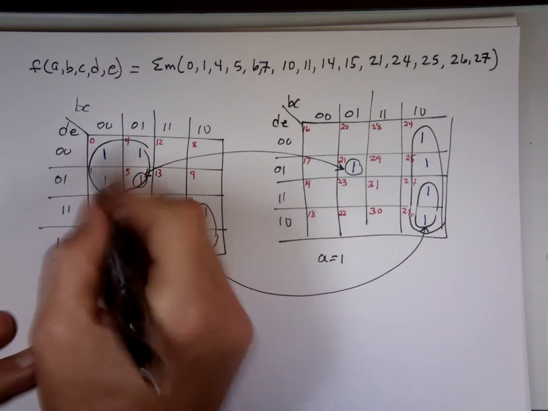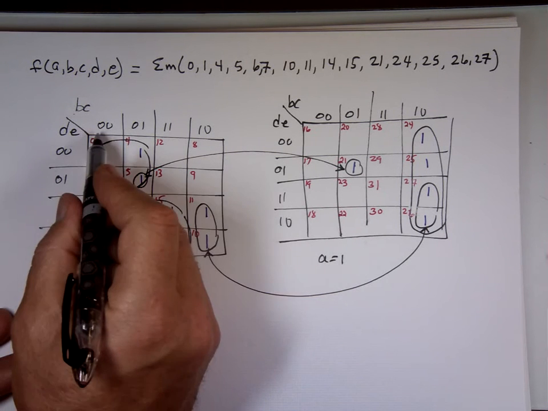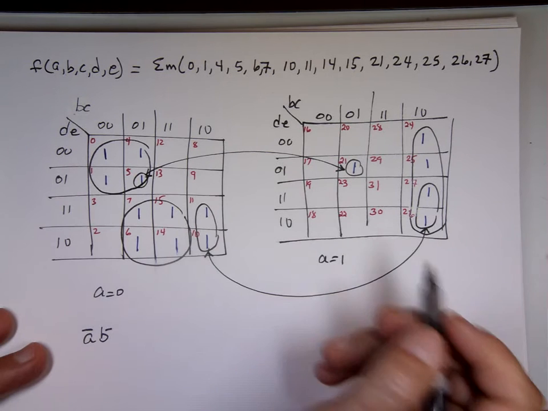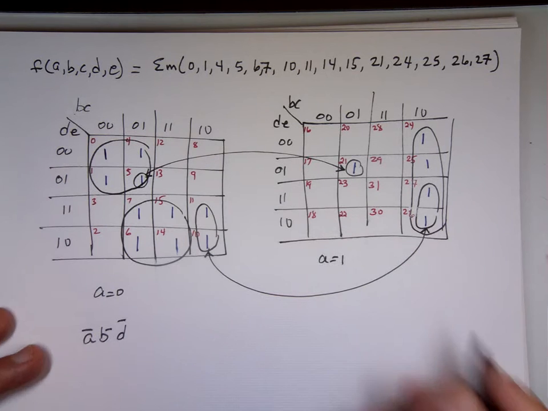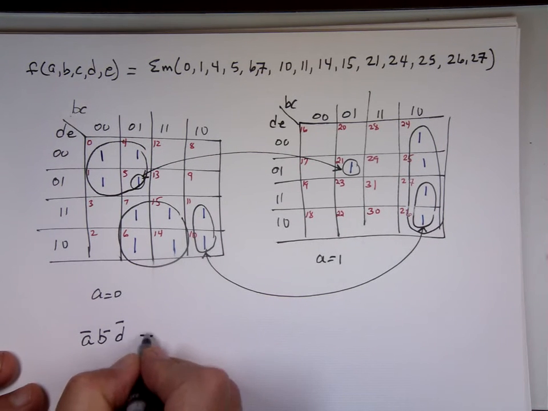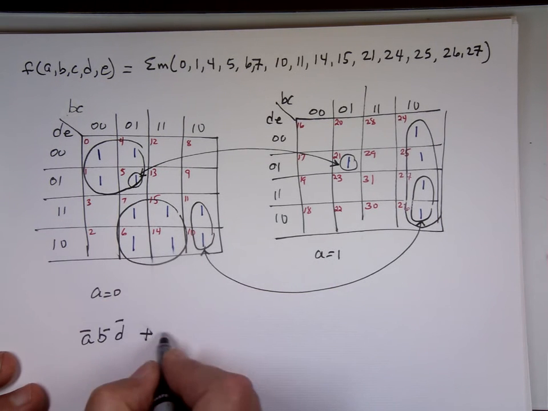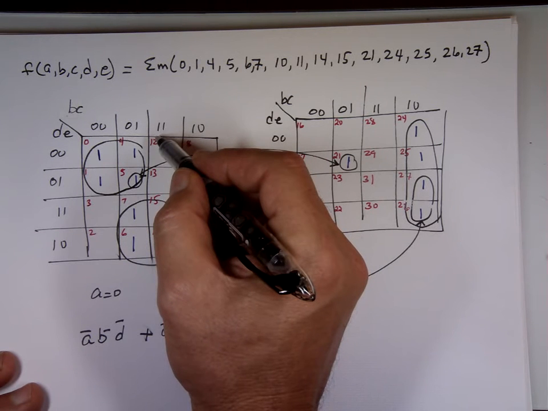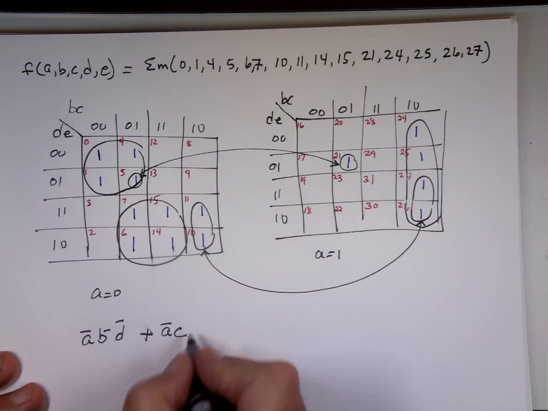So this group by itself, A is 0, that's A bar. B is 0, complement that, B bar. C is changing, that's gone. D is 0, complement that. E is changing, drop it. Add to it this group right here. A is 0, so that's A bar. B is changing, it's gone. C is 1. D is 1. E is changing.